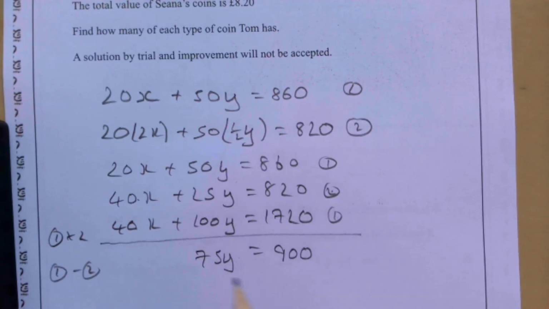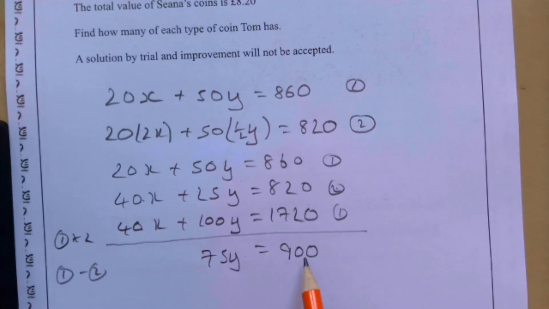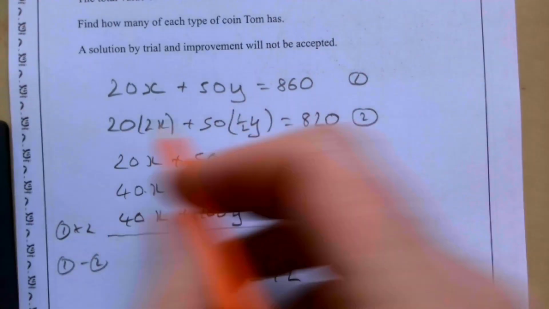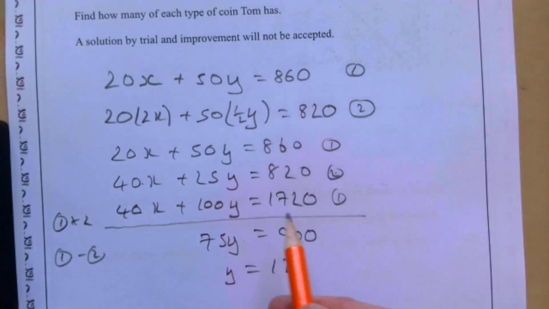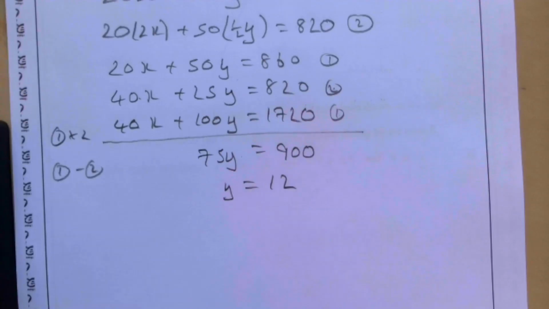Then we work out how many 75s there are in 900. You can do it a couple of different ways. If you just write up times tables in 75s, 2 of them are 150. That means 4 of them would be 300. And there's obviously 3 300s in that. So y is 12. And substitute into anything to get the other one. So let's see, if we sub in equation 1.